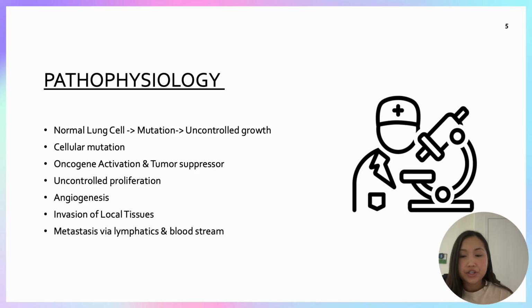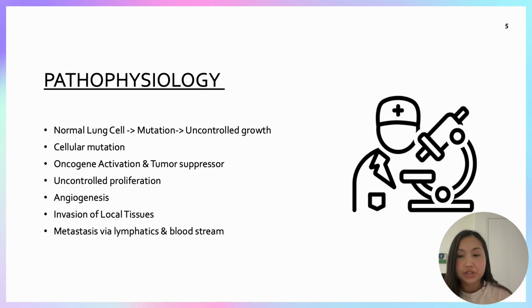Uncontrolled proliferation is when abnormal cells grow rapidly and evade apoptosis, which is cell death. Angiogenesis is when tumor cells stimulate new blood vessel formation to support growth.